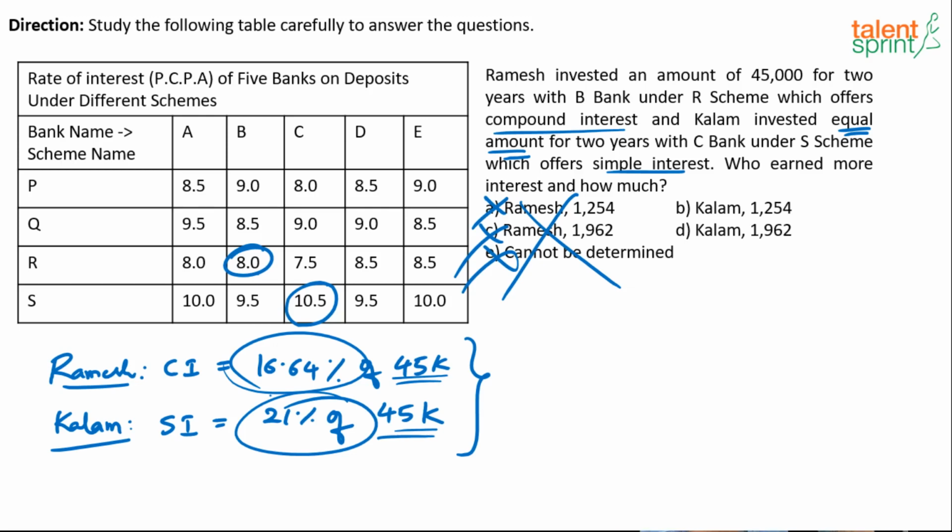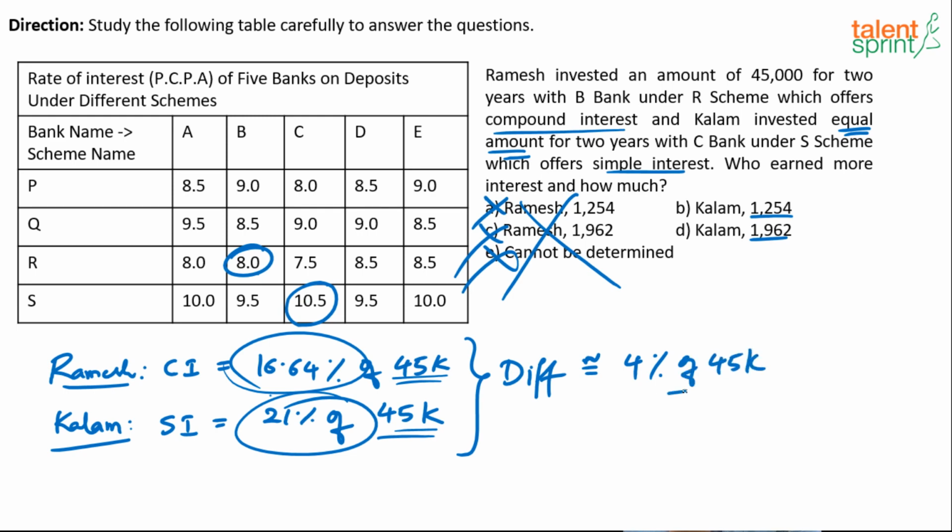Anyway, I think we can do an approximate calculation because look at the values. 1254 and 1962 are really spaced out. They're not close at all. So I can do an approximate calculation. What is the difference? What's the difference? Simple. 21%. Let's say this is 17%. 21% and 17%. What's the difference? 4% approximately.